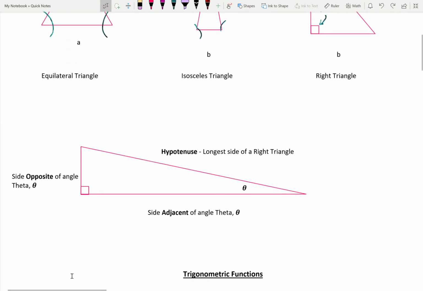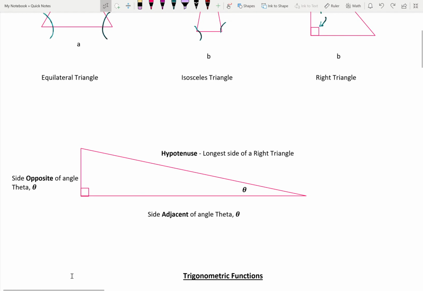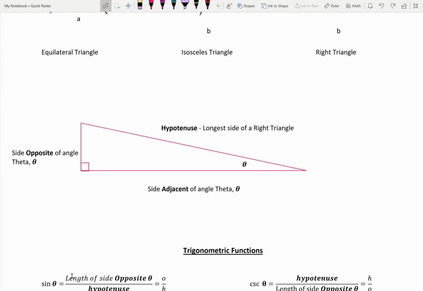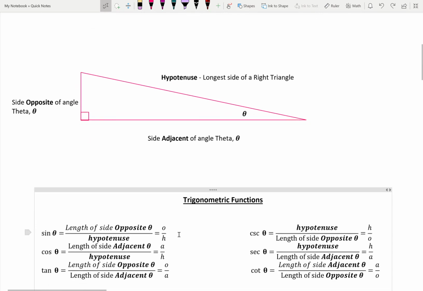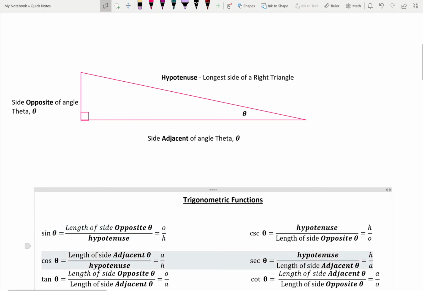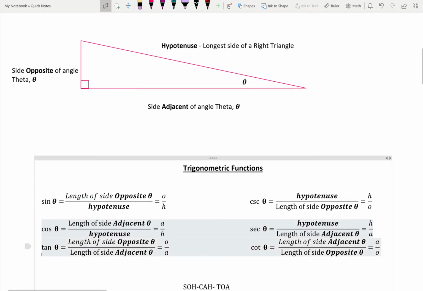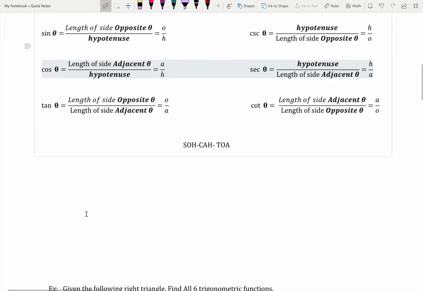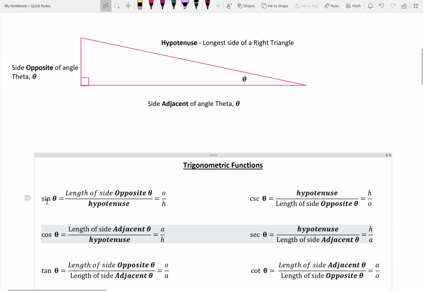So the interesting thing about right triangles is there's some sort of correlation between the angle measure and the sides of the triangle. And they're defined through these things called trigonometric functions. So you guys remember all this? We have sine, cosine, all this fun stuff that you guys probably haven't seen for a while, but it's okay. Okay, so let's just talk about a couple of them. Let's talk about sine first, all right?